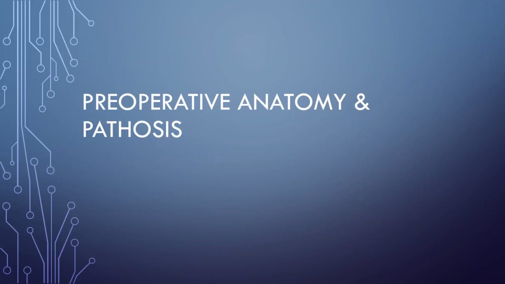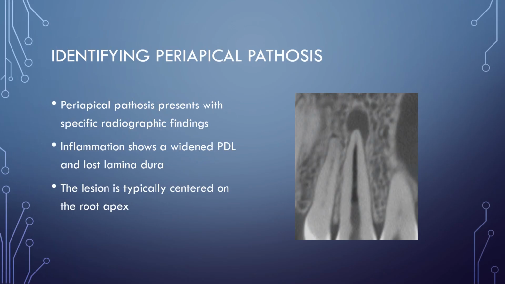Preoperative anatomy and pathosis. When evaluating a tooth for endodontic disease, recognizing the specific pattern of bone destruction is key to making an accurate radiographic diagnosis of periapical periodontitis. The inflammatory process, initiated by necrotic pulp tissue, first affects the immediate periapical tissues. When reading the CBCT, you should systematically evaluate the root apex. Radiographically, the earliest sign you will see is a widening of the periodontal ligament, or PDL space, right at the apex of the affected root.